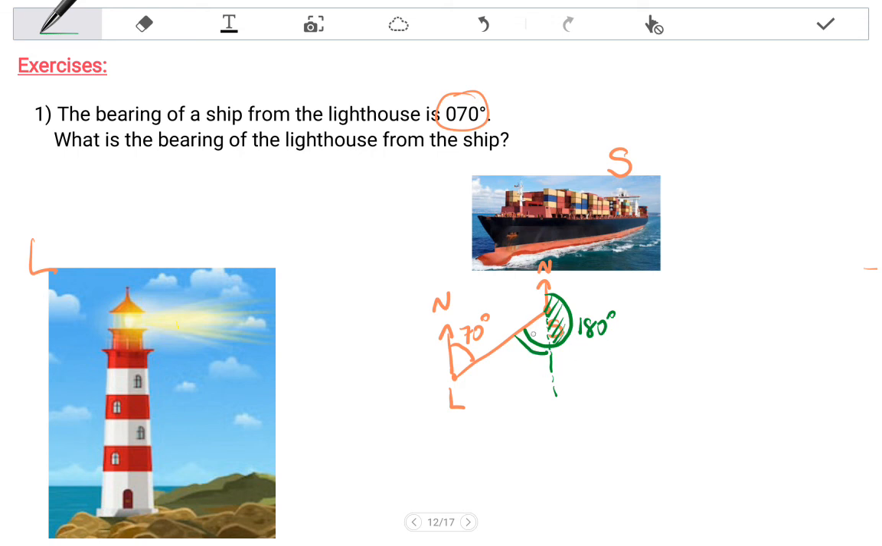This angle, the acute angle here, is the same as 70 degrees because these are alternate angles. Both norths are parallel, and there is a Z shape between these, and these are alternate angles. So this is 70 degrees. So 70 degrees and 180 degrees together will give us the bearing of the lighthouse from the ship, which is 250 degrees.